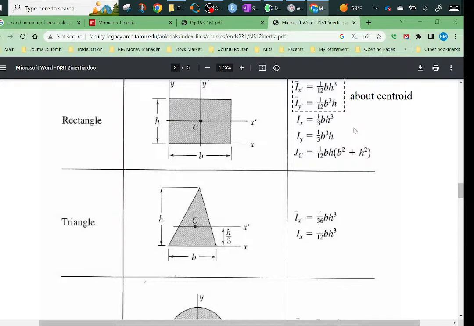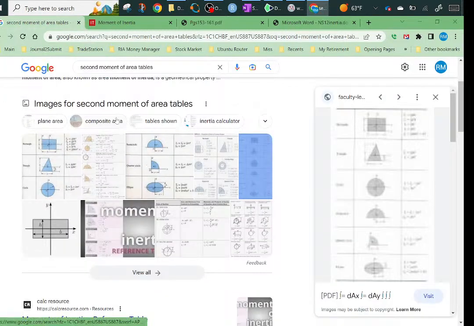Okay, so I'm going to do one swoop through chapter 9 and 10 together. So what I did is I went out and did a search for second moment of area tables. I was looking for tables, not the complicated ones, I just wanted to find some triangles.